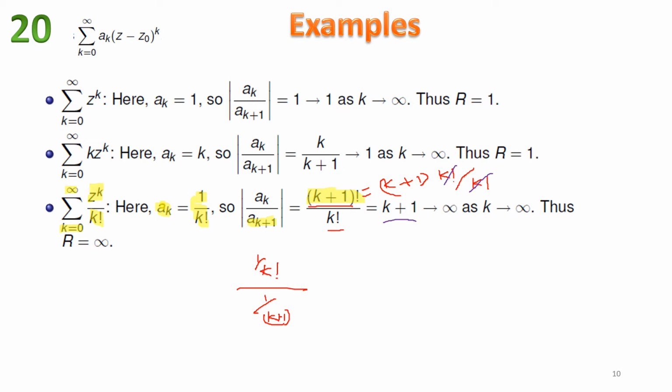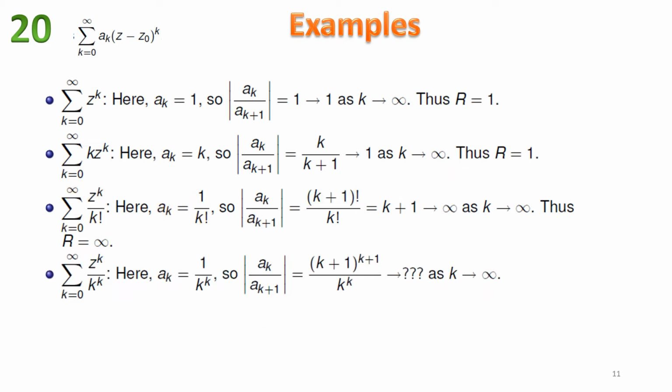Now as k approaches infinity, k plus 1 also approaches infinity, and therefore the radius of convergence is infinity. Now let us consider the next example, z to the k upon k to the k, where k runs from 0 to infinity.